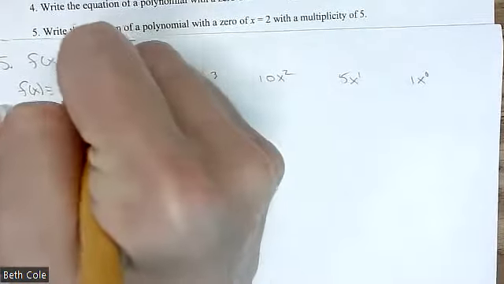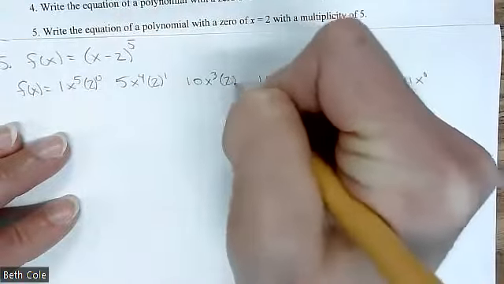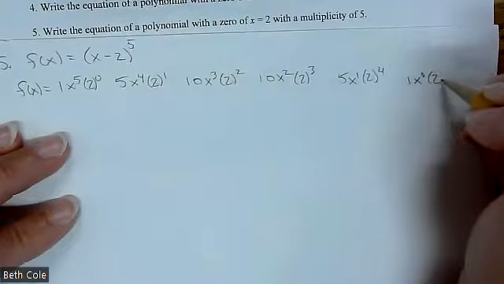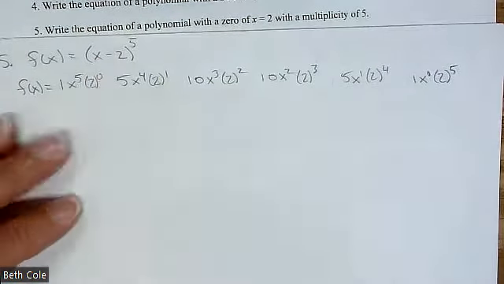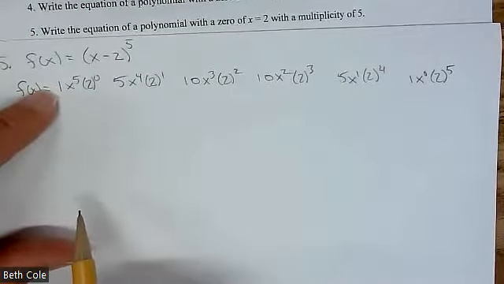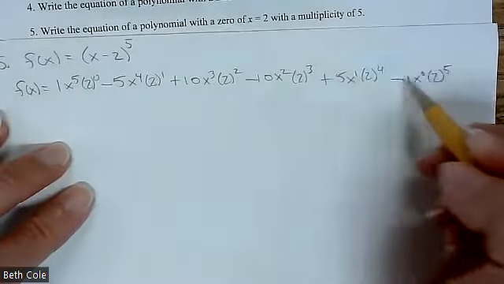So I'm just going to use 2. This would be 2 to the 0. This one's going to go up: 2 to the 1st, 2 to the 2nd, 2 to the 3rd, etc. And then because it was subtraction, you can just make them alternate. Now the first term is always going to be positive, so this first one is positive, and then it would be negative, positive, negative, positive, negative.